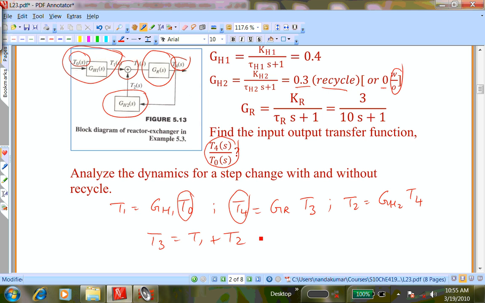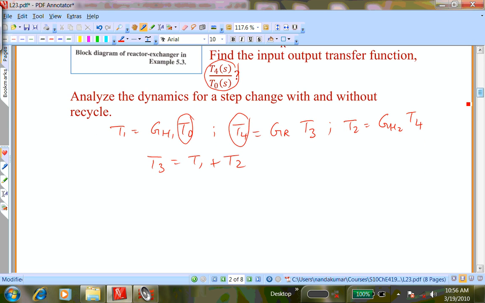Okay? So what I'm going to do is I'm going to take T4 is equal to GR times T3. Okay? So I take this T3 and substitute for that. Okay? So that's going to be equal to T1 plus T2.